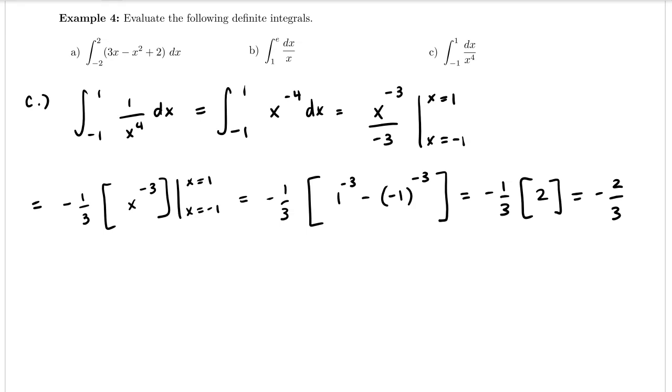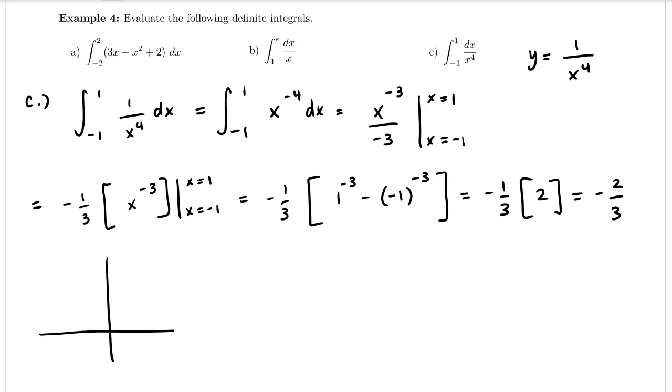Now, this should be a cause for some pause and thinking about it. Our final answer being negative is a little bit strange because if you think about the function y equals 1 over x to the 4th power, that's always going to be a positive number, because if I raise our x value to the 4th power, that's always going to be a positive number if we're talking about real numbers. And so the fact that we're getting a negative value for a definite integral should be some cause for concern.